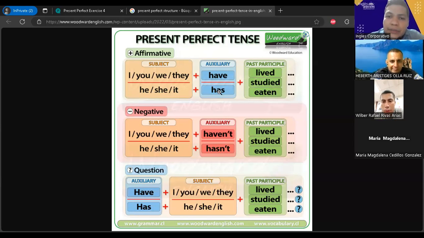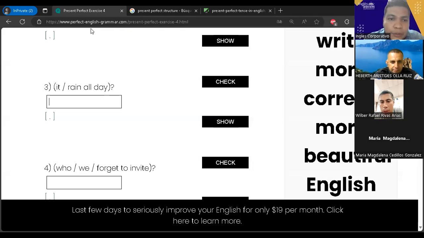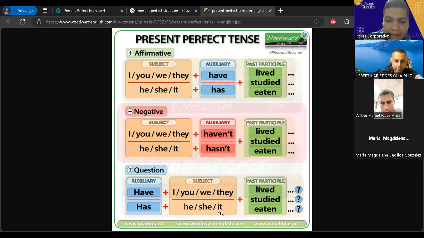Those are the auxiliaries, son los auxiliares que vamos a utilizar. Como estamos en questions, lo venimos aquí abajo donde dice question. Primero tenemos have or has. En el ejercicio, here, número 3, tenemos este sujeto, it. Acá, ¿dónde está el it? ¿Arriba o abajo? Abajo. Muy bien. Entonces, para los usuarios que están abajo, what will be the auxiliary?